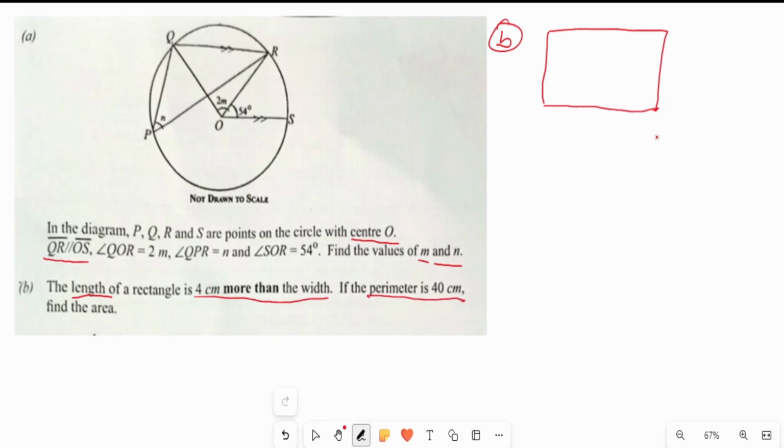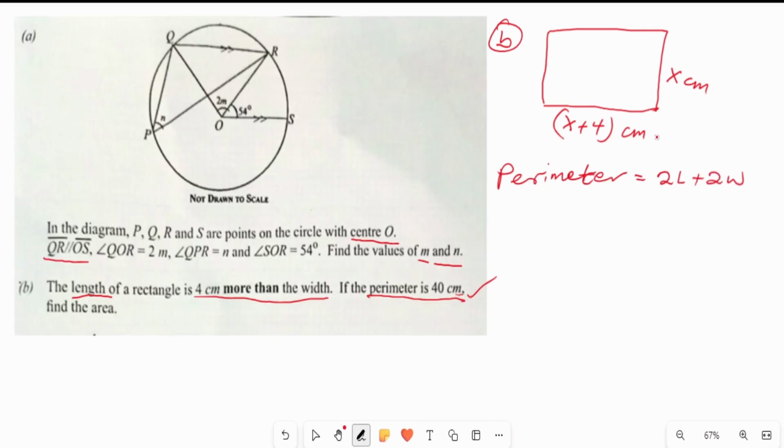The longest part is the length, right? So if the width is x, or we can call it w or any letter, centimeters, then it means that the length will be the width plus 4 centimeters, because that is what 4 more means, right? So if we have that, now we use this information given here that the perimeter is 40 centimeters, and the perimeter of a rectangle is what? I'm sure you are saying 2L plus 2W.